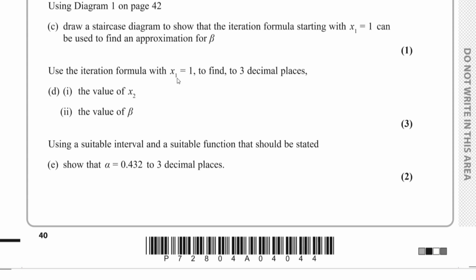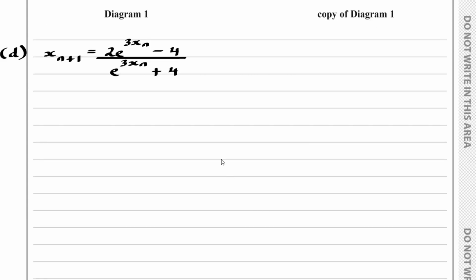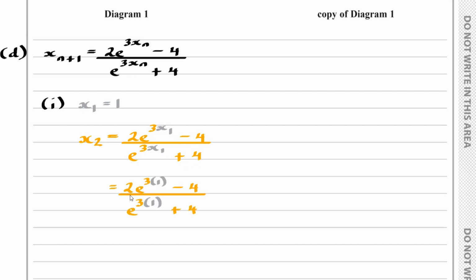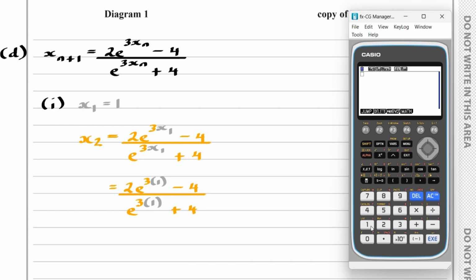Use the iteration formula with x1 equaling 1 to find to 3 decimal places the value of x2 and then the value of beta. For part D, here is our iterative formula. We are starting off with x1 equaling 1. So x2 is equal to 2e to the 3x1 subtract 4 over e to the 3x1 plus 4. So if I work this out, I've got x1 equaling 1, so I've got 2e to the 3 times 1 subtract 4 over e to the 3 times 1 plus 4.